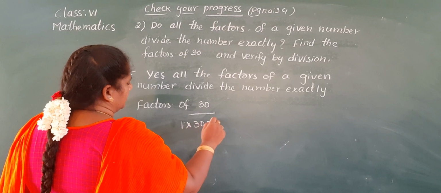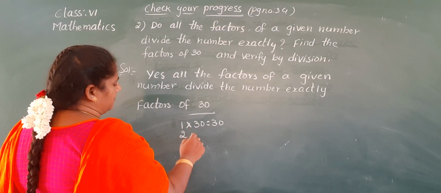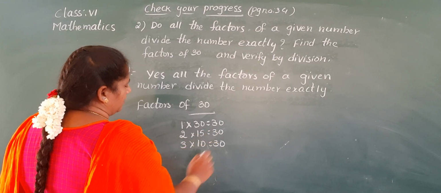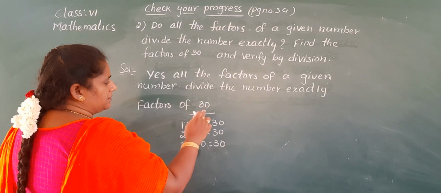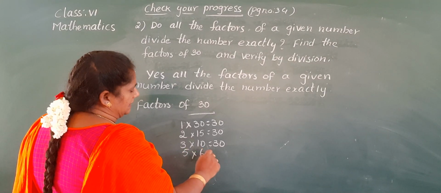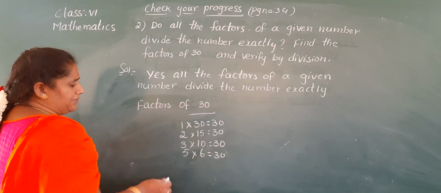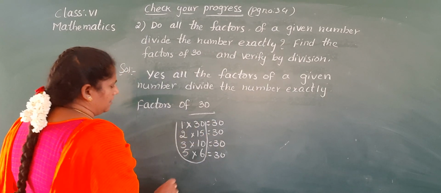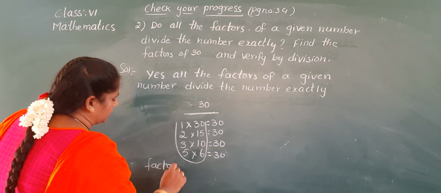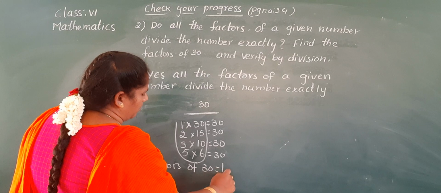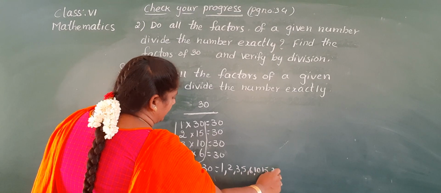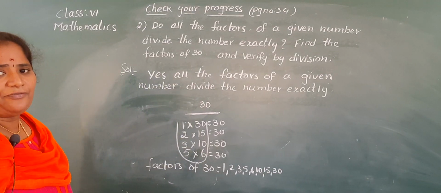1 30s are 30. 2 table, yes, it is coming. 2 15s are 30. 3 10s are 30. And 4 table, 30 is not divisible by 4, Nana. Next 5. 5 6s are 30. 6 5s are 30. Reverse came, so we stop and take the factors. So here you will write factors of 30: 1, 2, 3, 5, 6, 10, 15, 30. Okay, ma? So these are the factors of 30.